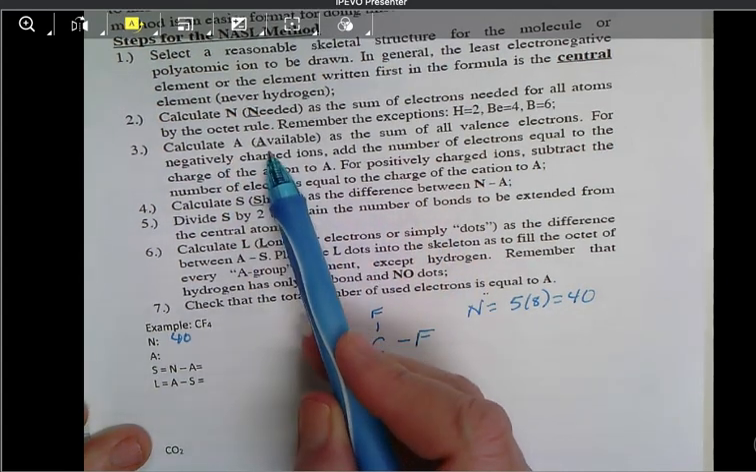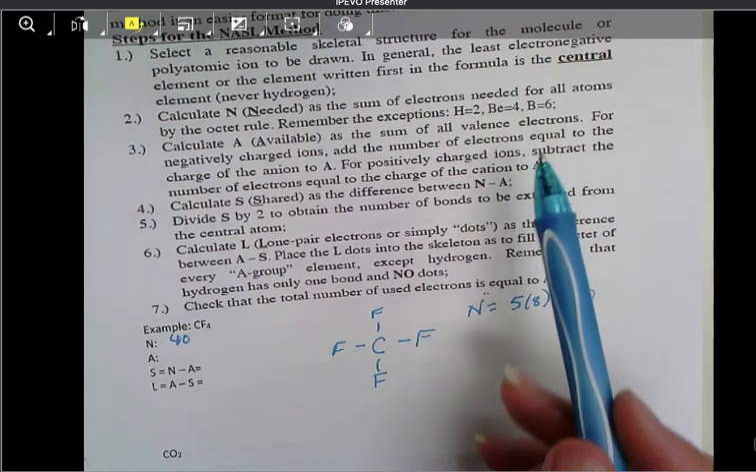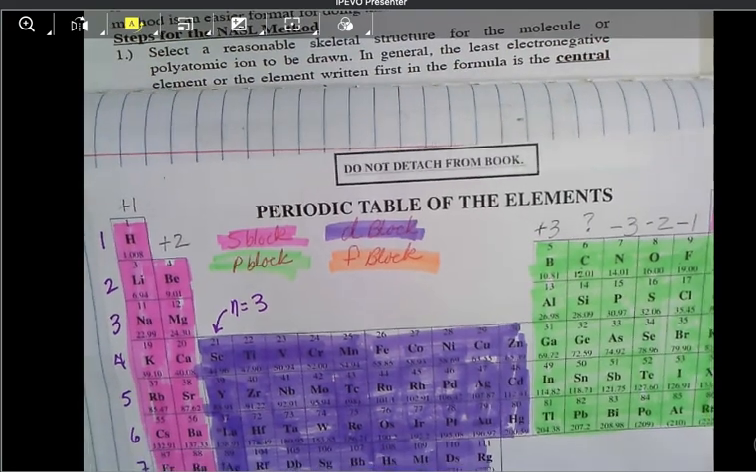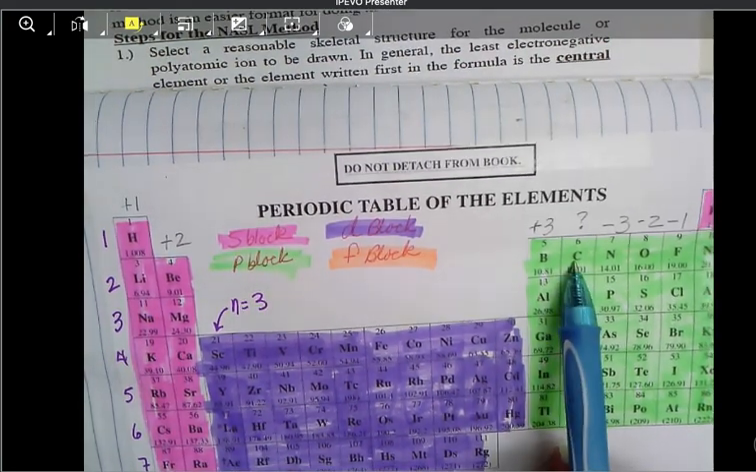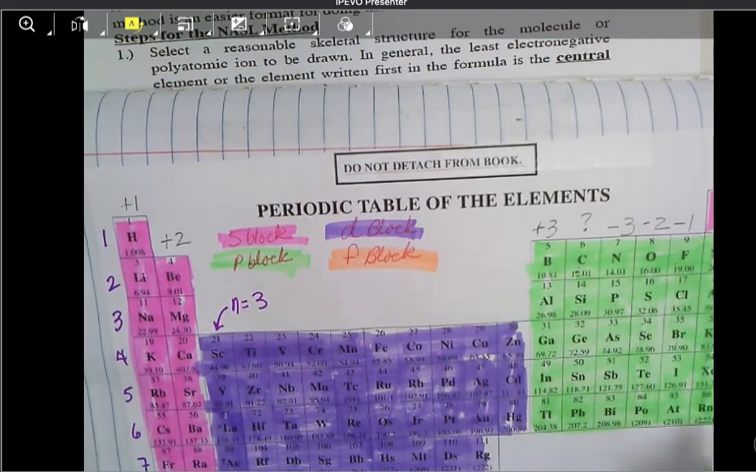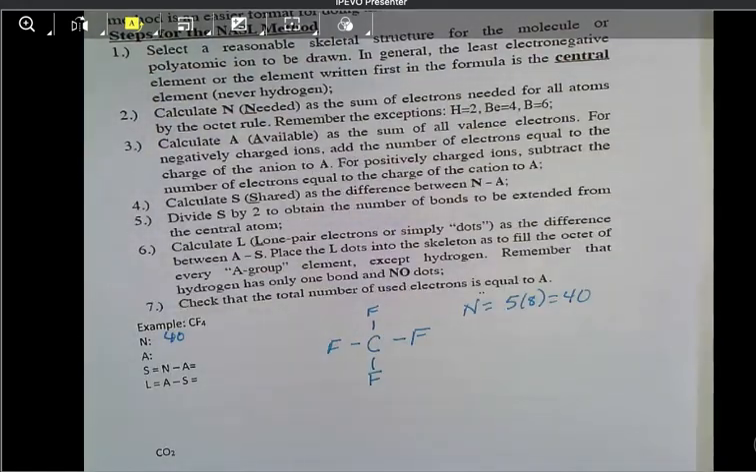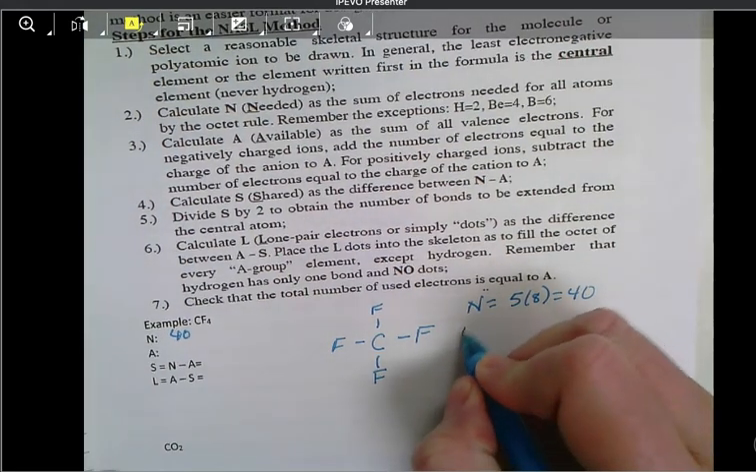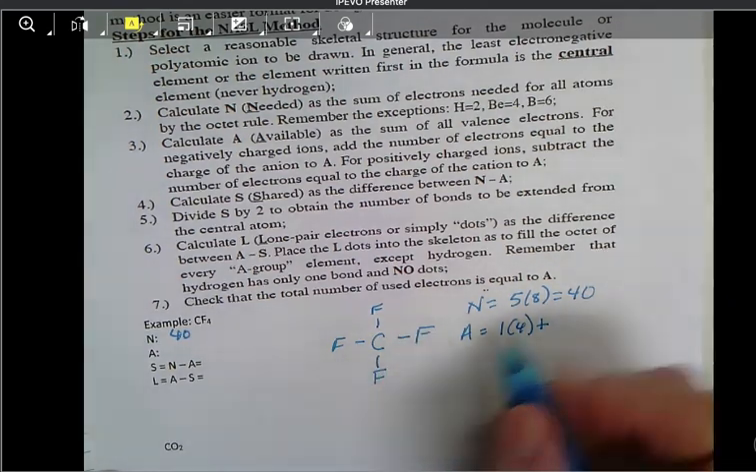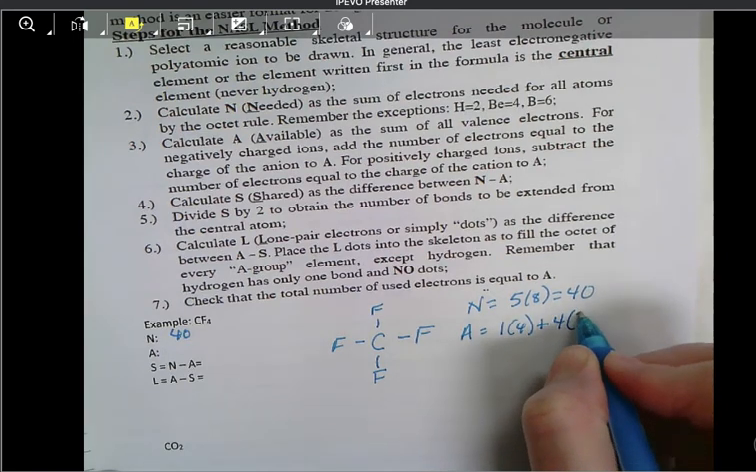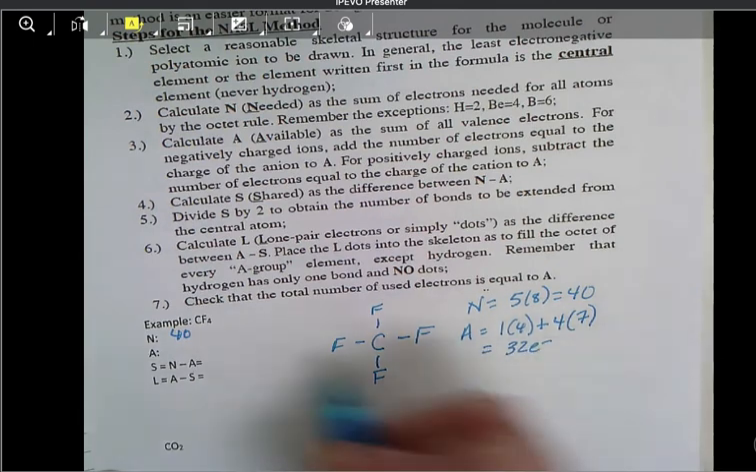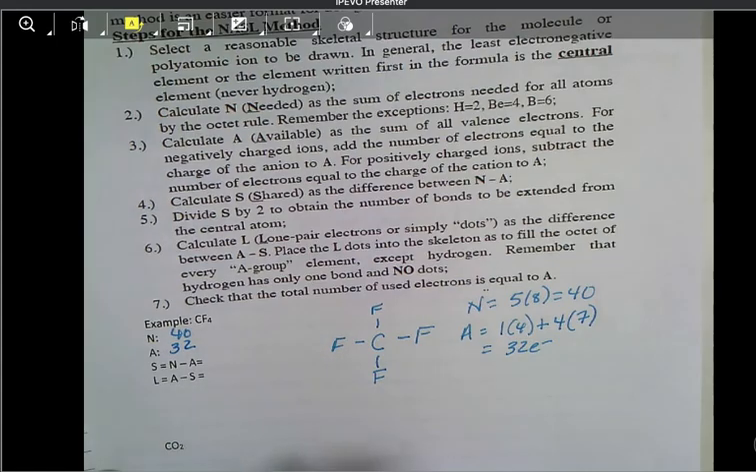Next, calculate available. This is the sum of the valence electrons. So back to our periodic table. And we find that if we count over for carbon, 1, 2, 3, 4. If we count over for fluorine, 1, 2, 3, 4, 5, 6, 7. So carbon has 4 valence electrons, and we have 1 of those, and we have 4 fluorine atoms that have 7 electrons. And so that's going to be 28 plus 4 is 32 electrons. So this is going to be 32.